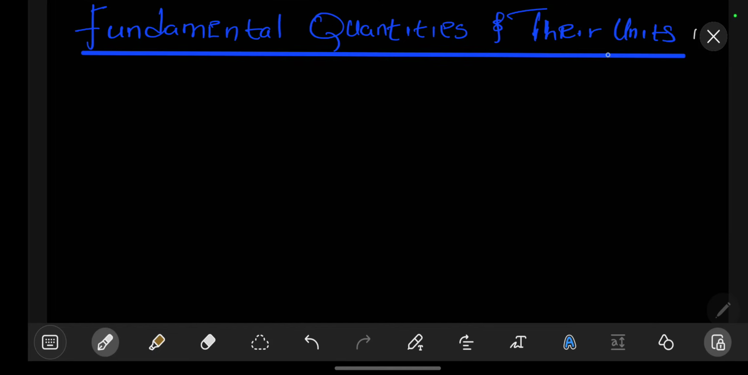Alright guys, so in this video we want to talk about a very important concept. This is the beginning of physics, and the very first topic you have there is fundamental quantities, the units. Now the first thing you have to understand is what exactly are fundamental quantities. What is the definition in case you were asked to define it in a typical exam setting?